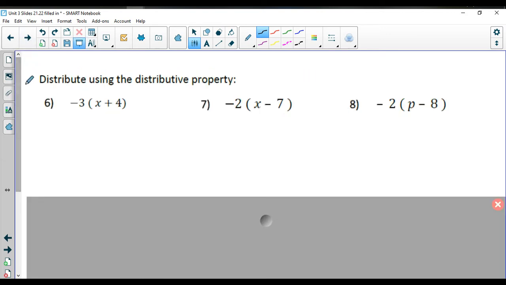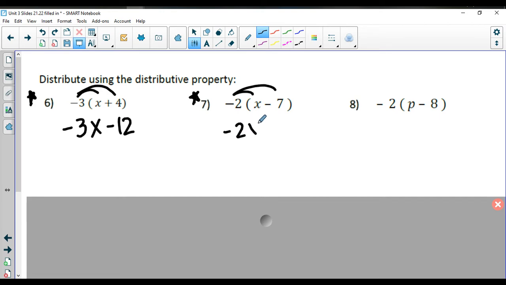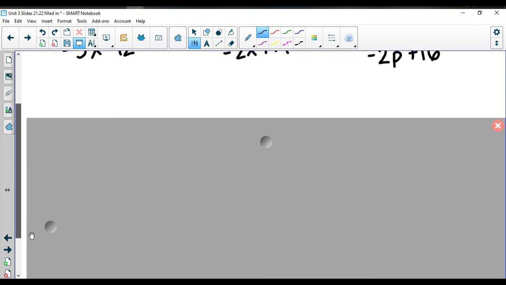For question number 6, I'm going to have you just type in your answer. Start with this one, distribute using the distributive property. Distributing is requiring multiplication, so we get negative 3x minus 12. Go ahead, type in your answer for number 7. We're going to get negative 2x plus 14. Type in your answer for number 8. Using the distributive property, I get negative 2p plus 16.